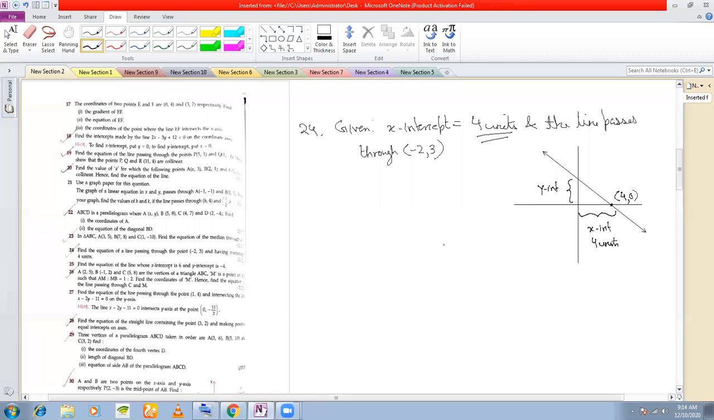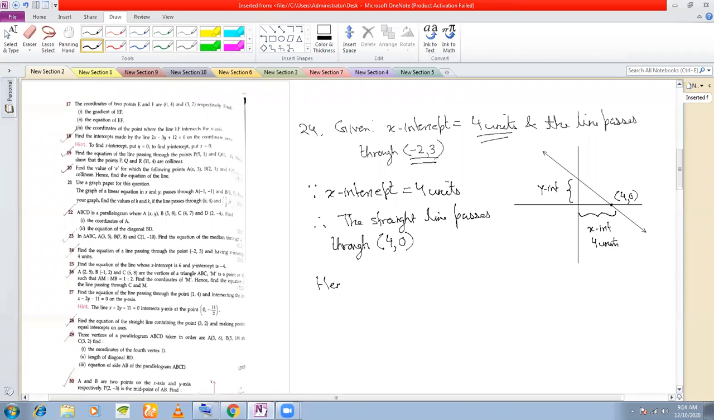So since the x-intercept is equal to 4 units, therefore the straight line passes through 4, 0. So we know one point through which the straight line passes. What is the other point? Minus 2, 3. So we know 2 points on the straight line.